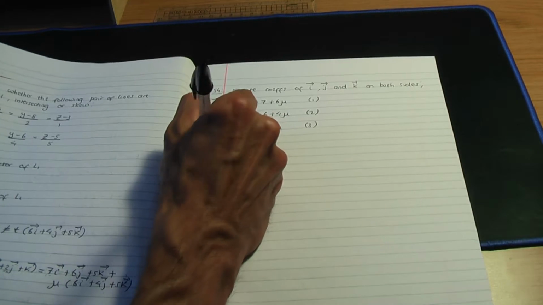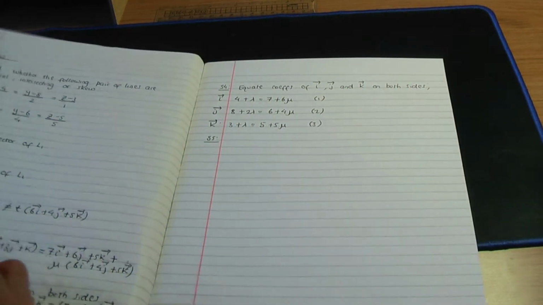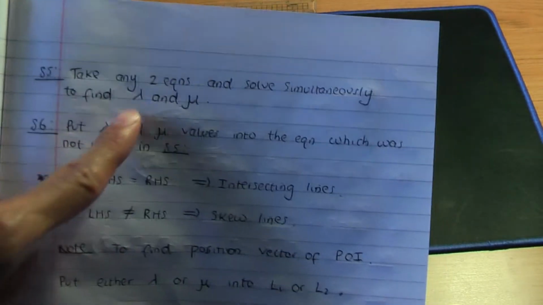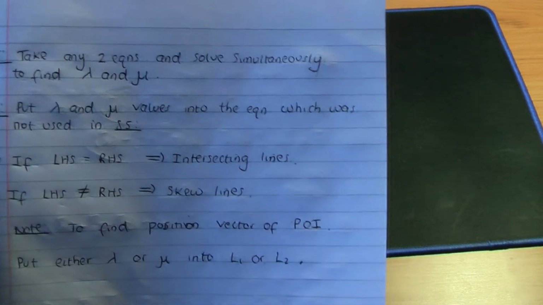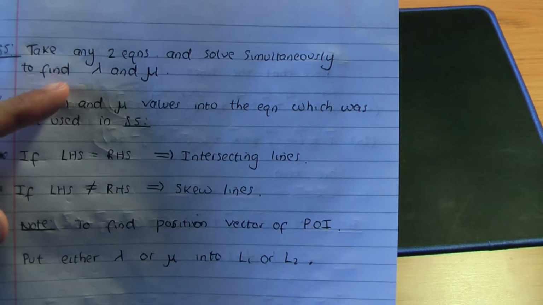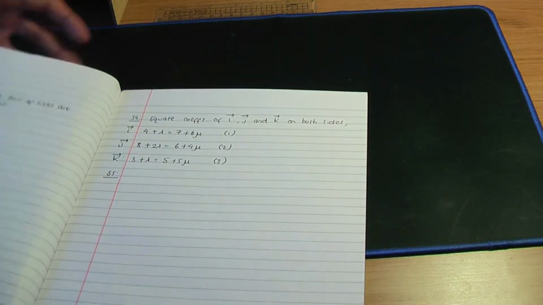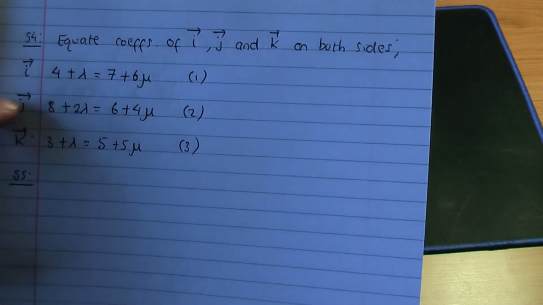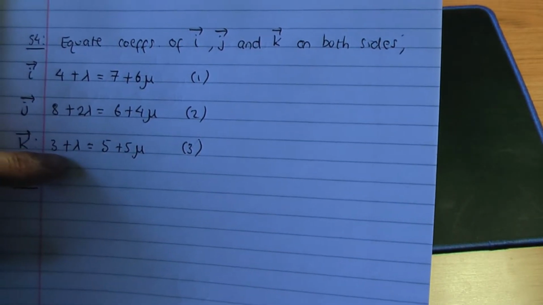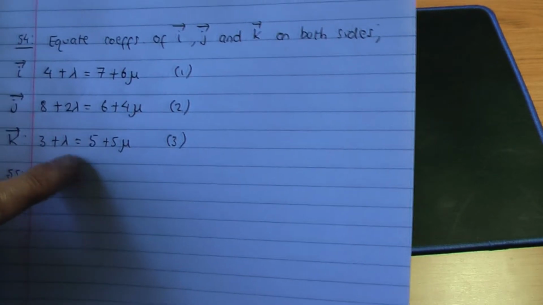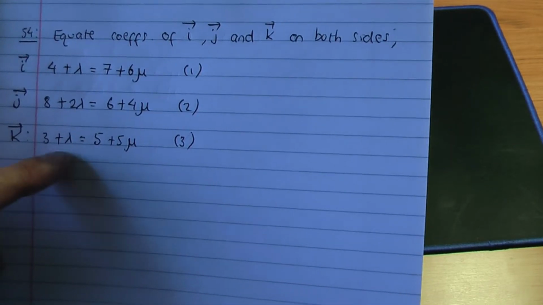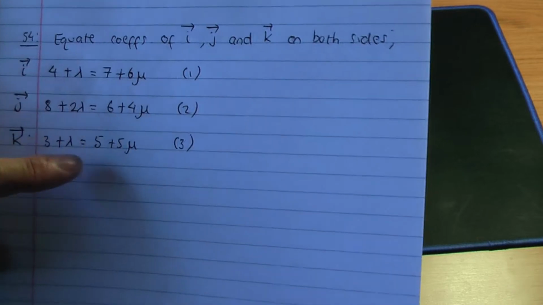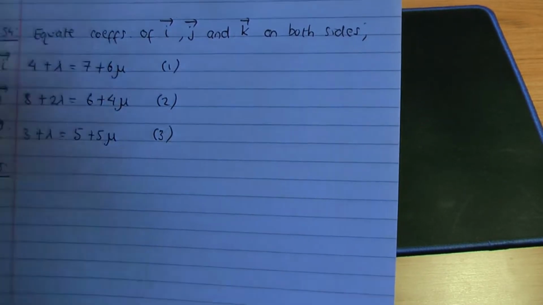So in the next step, step number 5, let's remind ourselves, step number 5 is we take any 2 equations and solve simultaneously to find lambda and mu. Okay, so looking at this example, if I take equations 1 and 3, and if I subtract, I can get rid of lambda. So I'm going to take equations 1 and 3 and solve simultaneously to find lambda and mu.